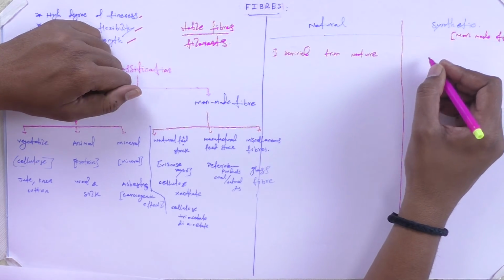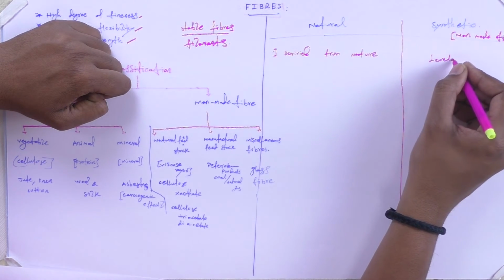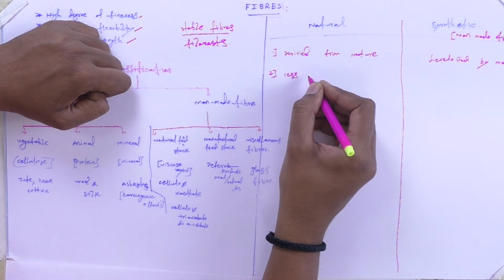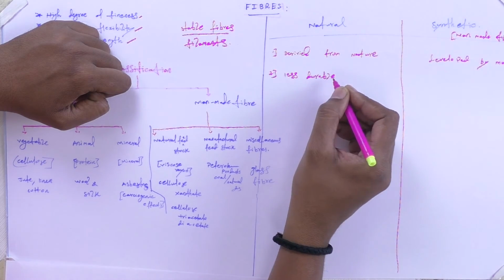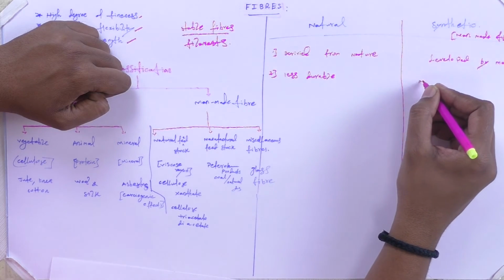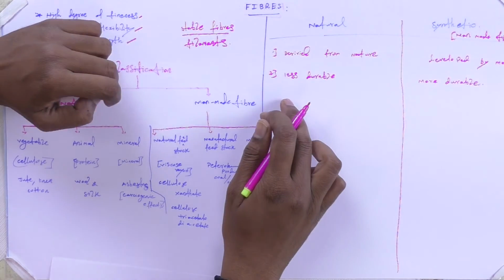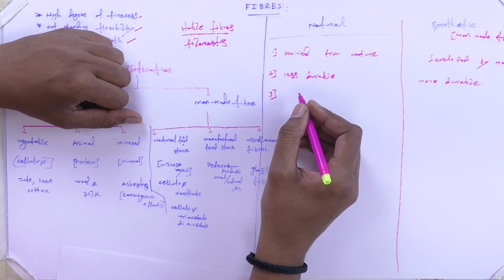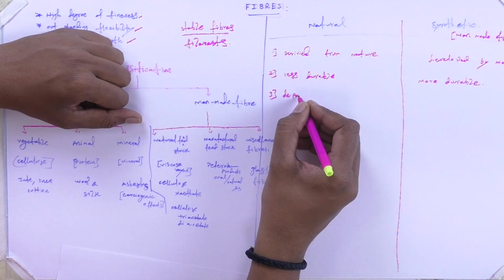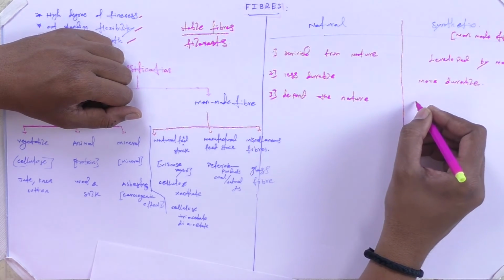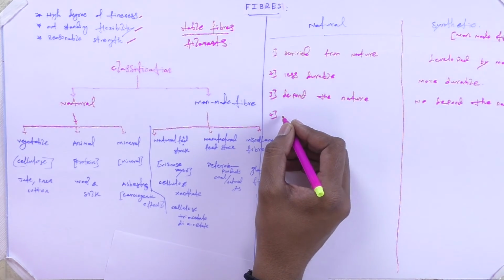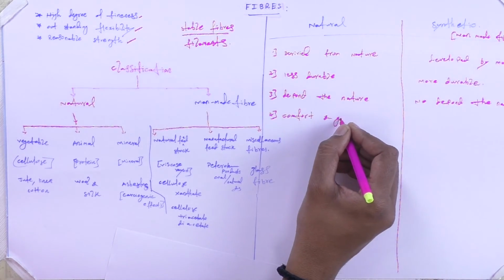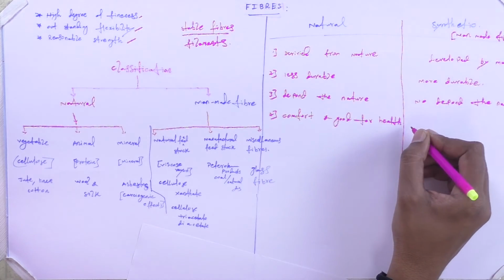Synthetic fiber is developed by man. The second point: natural fiber is less durable, and synthetic fiber is more durable than natural fiber. Natural fiber is less durable, easily torn, you know, right? The third point: natural fiber totally depends on nature. Synthetic fiber does not depend on nature. Natural fiber is comfortable as well as good for health. Synthetic fiber is not comfortable and not good for health.